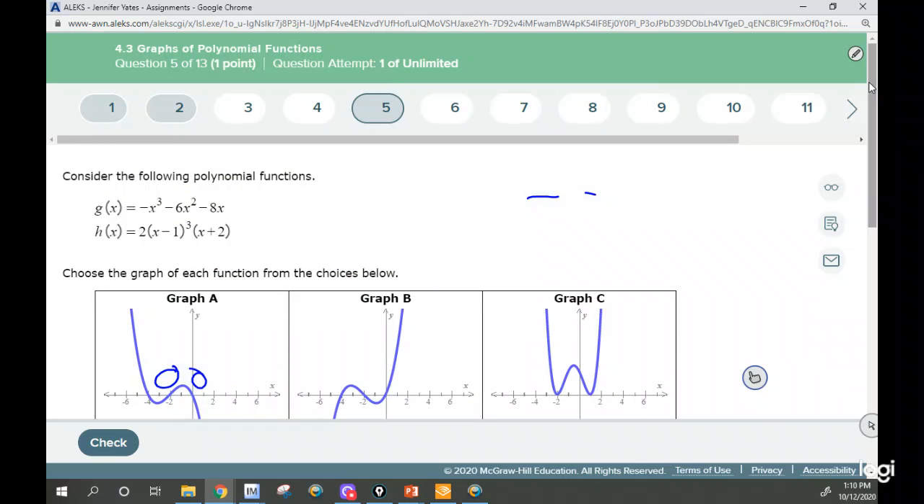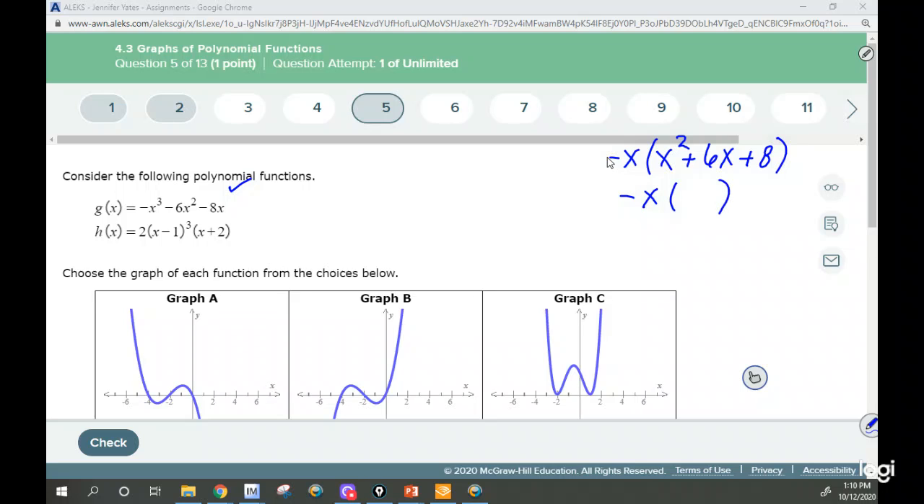What do I have to do to this function, g of x, before I can figure its zeros out? We need to factor it, right? Does it have a greatest common factor? What is it? I'm going to pull out negative x. Is that all right? I would be left with x squared plus 6x plus 8. Continue factoring. Are there two numbers that multiply to be 8 that add to be 6? 4 and 2.